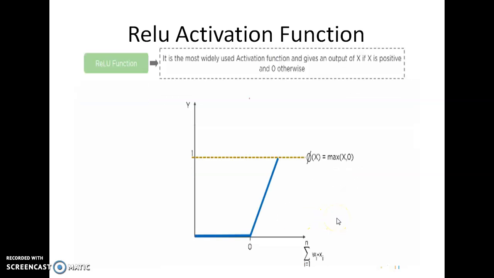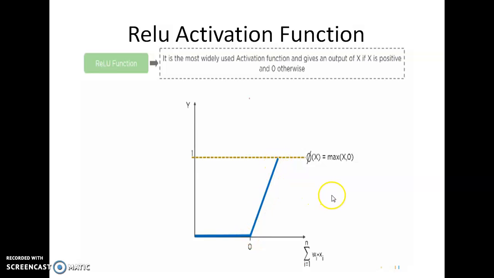The next function is the ReLU activation function. This is the most widely used and most popular function in deep learning. It gives an output of x if x is positive, otherwise 0. The equation for the ReLU activation function is the maximum of x or 0. If you observe this diagram, if the input is negative or up to 0, the output is 0. But as the input exceeds 0, the output increases.